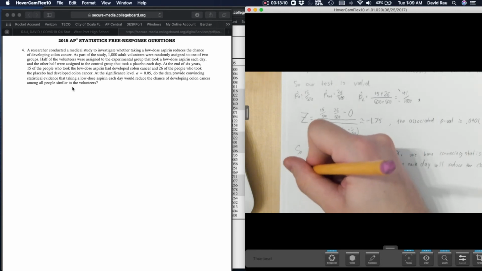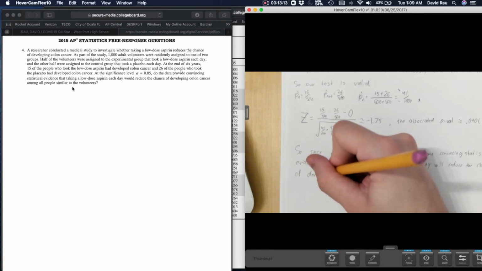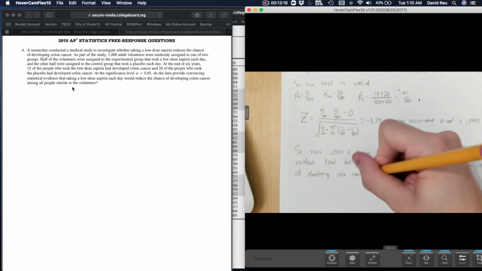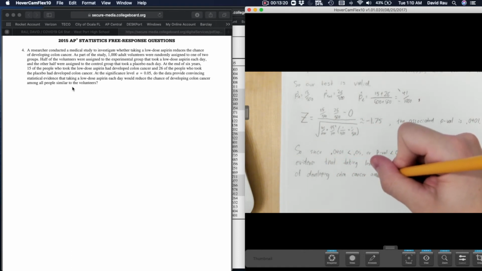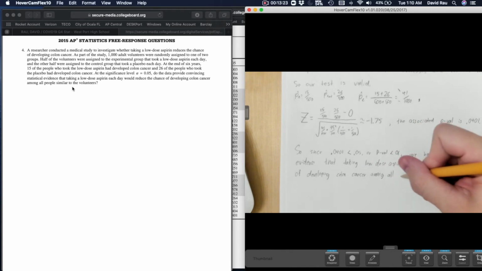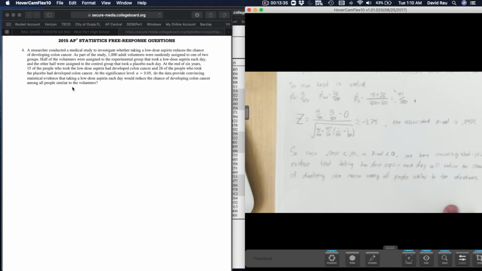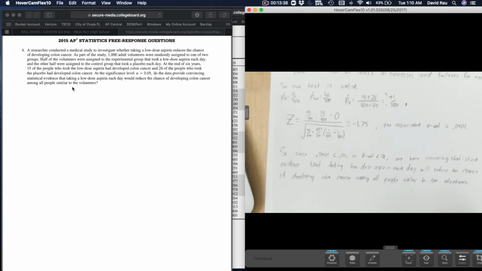the chance of developing colon cancer among all people, similar to the volunteers. Goodness. Okay, it's a lot of writing, but literally I just wrote down the last sentence.